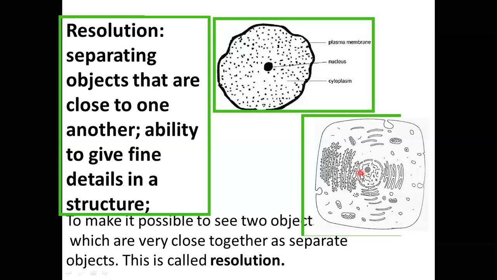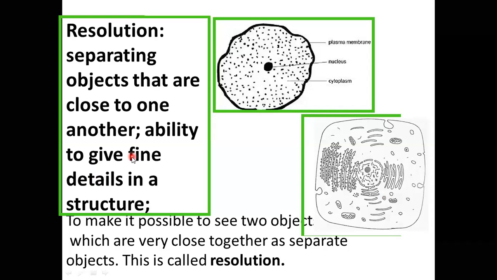We can even see that the nuclear membrane has pores, what you call nucleopores. We can see inside the nucleus the nucleolus, and the nucleoplasm. We can see mitochondria, lysosomes, the Golgi apparatus and ribosomes. That is resolution: moving from something that was not very detailed to something detailed. I hope you can see now where the word details comes from. Not just detail, fine details. The ability to give fine details in a structure.